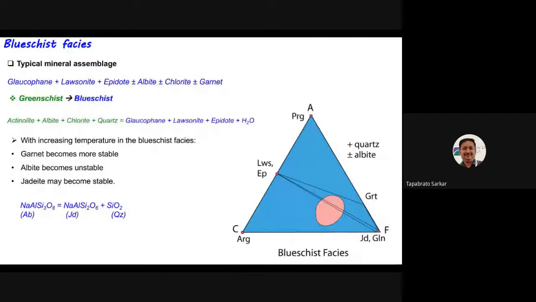So what is the difference between the greenschist and the blueschist? The main difference in greenschist is the presence of actinolite. It is also an amphibole, but it is sodium poor and aluminium poor. And blueschist facies has an amphibole called glaucophane, which is sodium rich and aluminium rich. Sodium gets into the octahedral site of the amphibole only under higher pressure, and there it forms glaucophane. Higher pressures with relatively lower temperatures are achievable when we move into the blueschist facies condition. With increasing temperature in the blueschist, garnet becomes more stable.